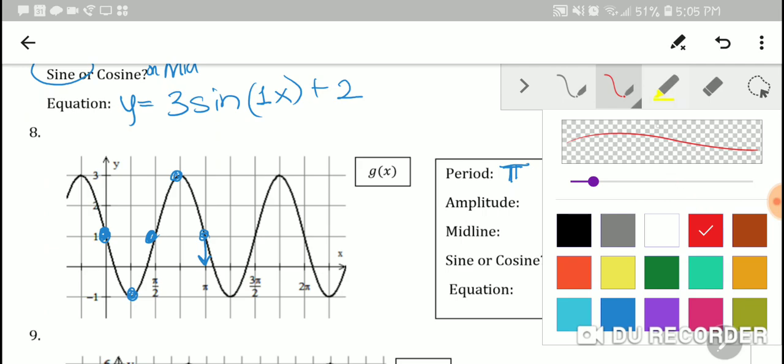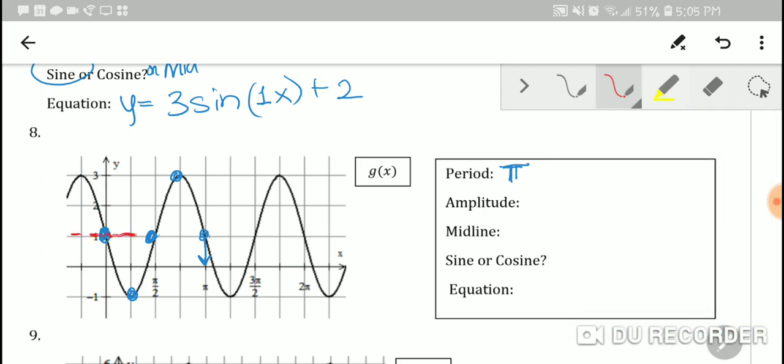To find your amplitude, we want to look at that midline first. So here's our midline. And our amplitude is a value of 2. Our midline, I just drew that, was at 1. This is a sine equation because it starts on the midline. That's how we know. It starts on the midline.